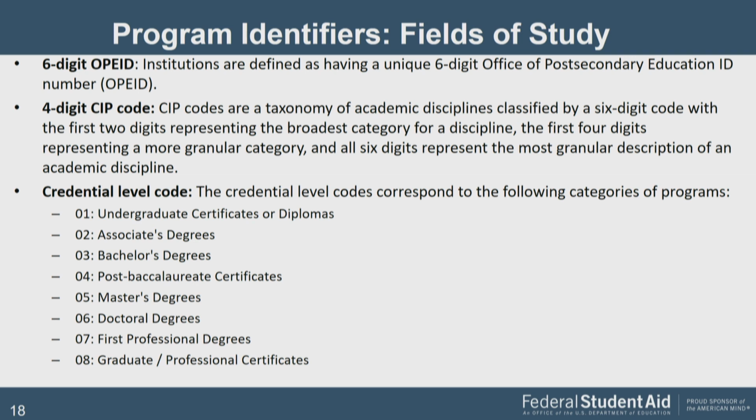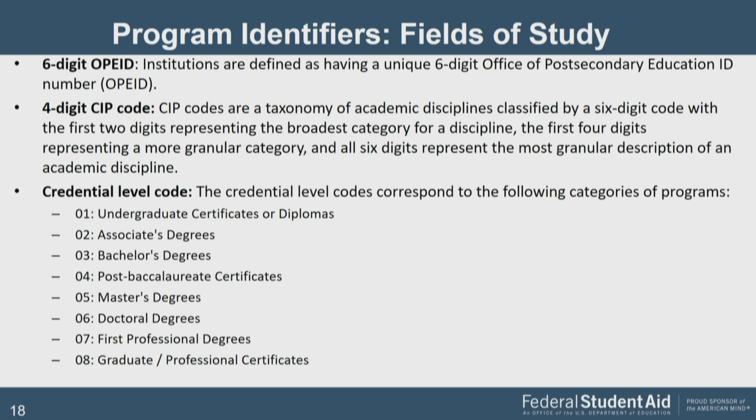Just wanted to say a little bit about what we mean by program level, because I kind of brushed through some of the earnings and debt information by program. We had a technical review panel, a TRP, that came up with this term, fields of study, which we prefer because I think it's a little bit more representative of what these identifiers are describing. So the first thing that we have is the 6-digit OPEID. That's what we use as the institutional identifier in calculating earnings and debt.